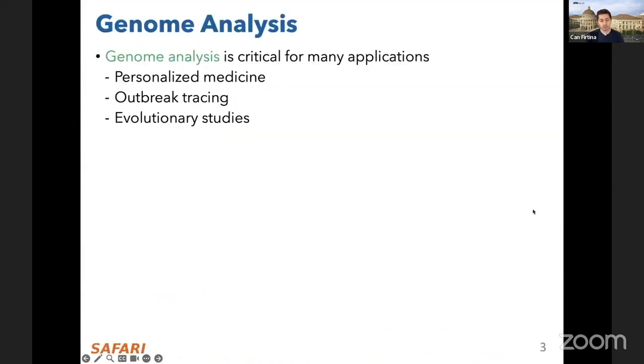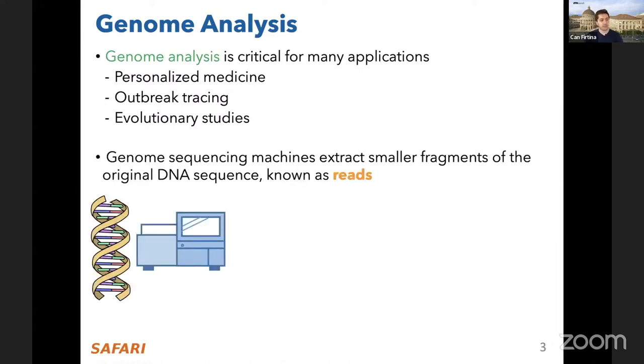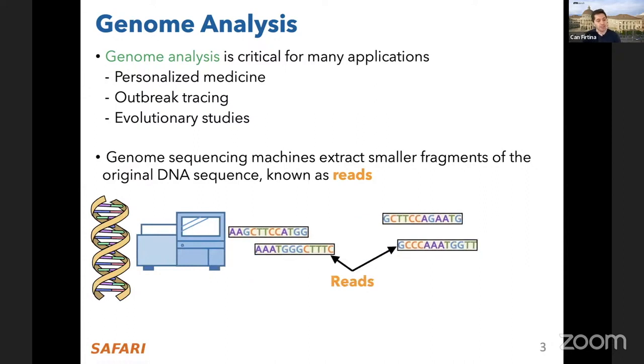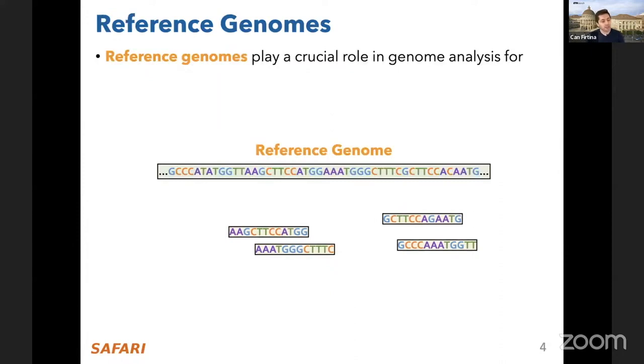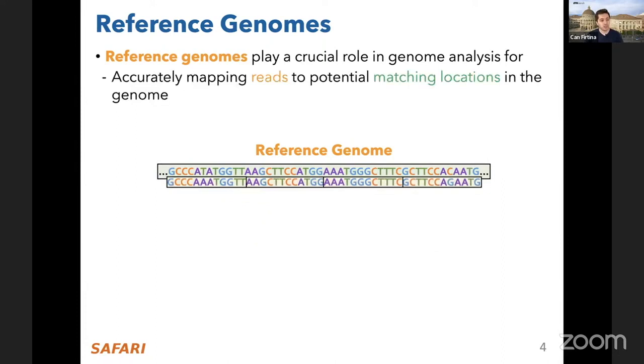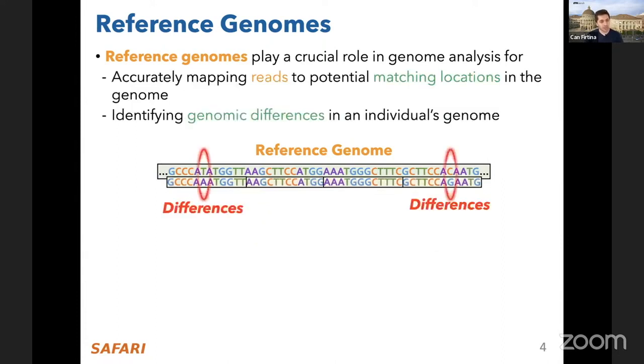I already covered some background slides on genome analysis, so I'll go over these relatively quickly. We know that genome analysis is critical for many applications such as personalized medicine, outbreak tracing, and evolutionary studies, and we know that DNA sequencing machines generate fragmented sequences known as reads. We already covered that those reads can be mapped to their reference genome to identify the potential mapping locations and also the differences between a read and the reference genome.